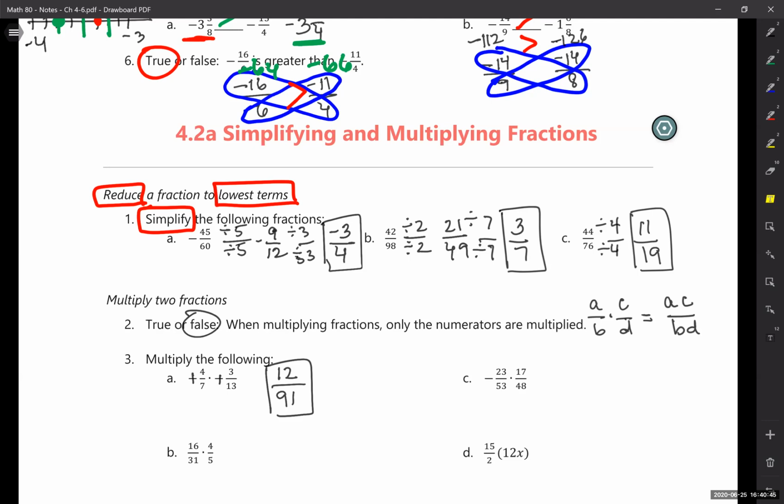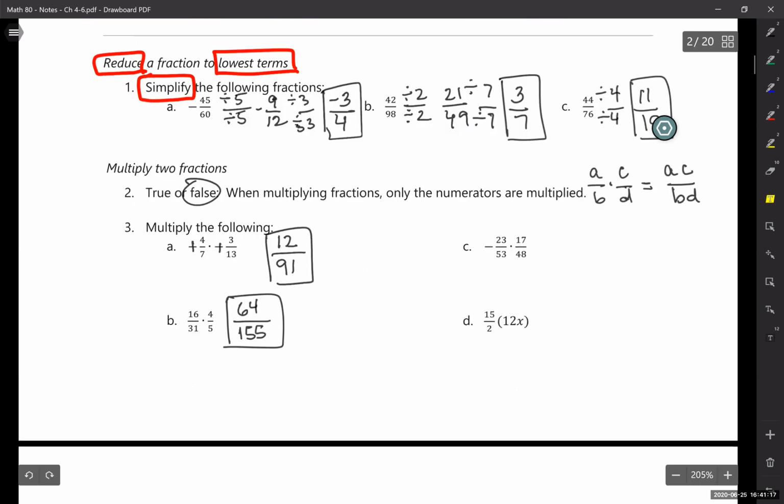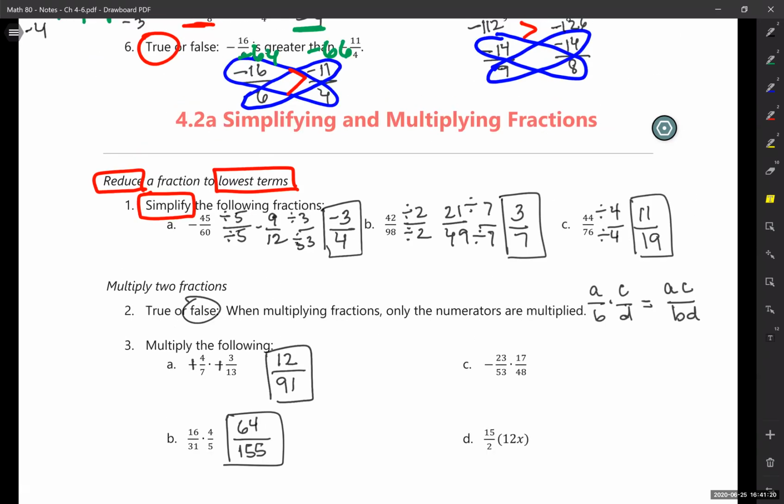So what's left to do? Just multiply. 16 times 4 is 64. And then 31 times 5 is 155. And that's all I can do. If I couldn't reduce when they're small, then I can't reduce when they're big. And I'm hoping something in here will be able to reduce because, oh yeah, on part D, we'll be able to do some reducing first before we multiply. That way I can show you what I'm talking about. All right, so C, these numbers are a little funky, so you might have to use your calculator to check it out.